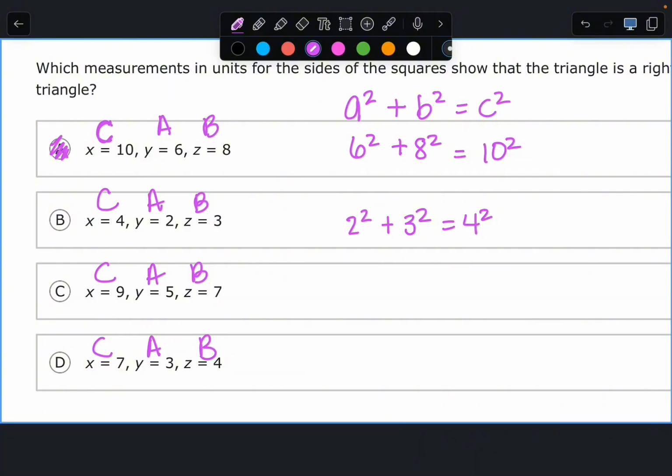Oh, okay. And then, so 2 squared plus 3 squared, this is answer choice B. And then 4 squared is what? 16. Do they match? 13 and 16 are not the same, so that's how you know this is not the right answer. You can do that with all the rest of them. They're not going to equal. Got it? All right.